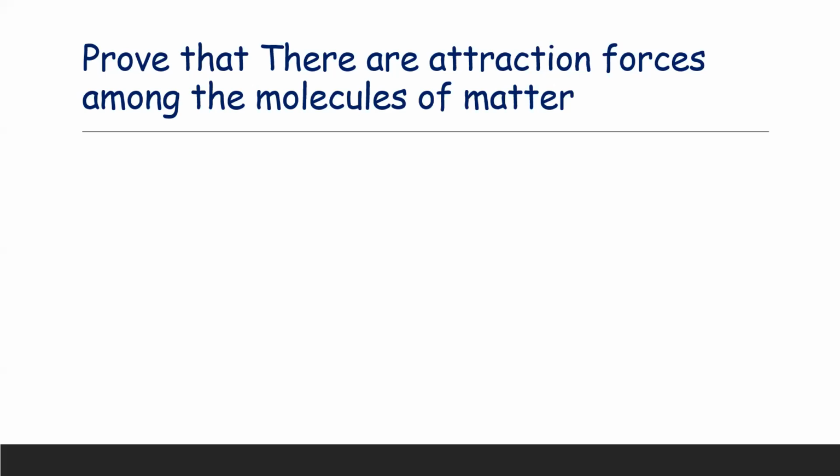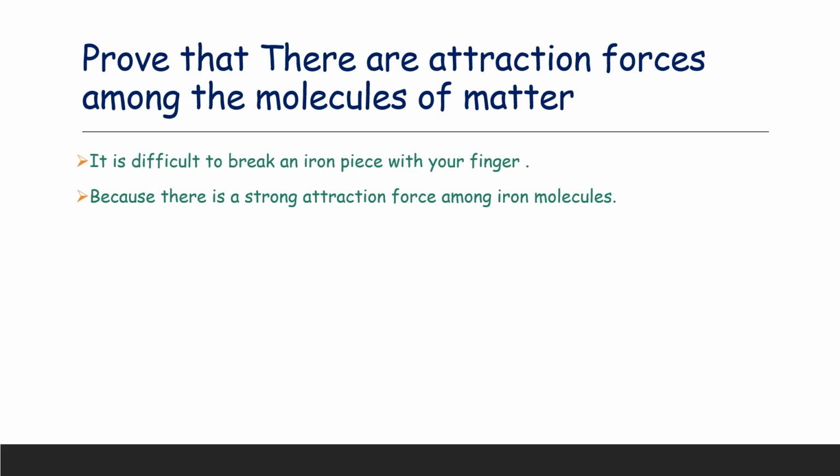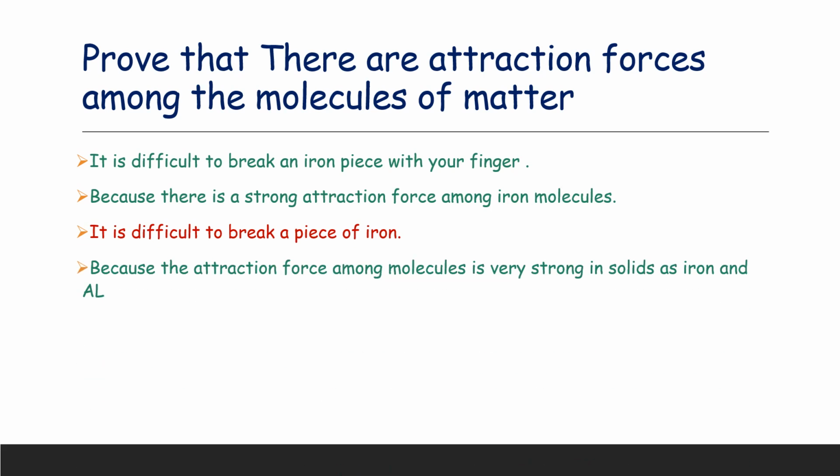Why? Because the attraction force between the molecules of iron, this solid, is very strong, so it will be very hard to break it. Why is it difficult to break an iron piece with your finger? Because of the presence of a lot of attraction forces between their molecules, because iron is solid. The attraction force among molecules is very strong in solids, like aluminium, iron, copper, any of the things that are solid.